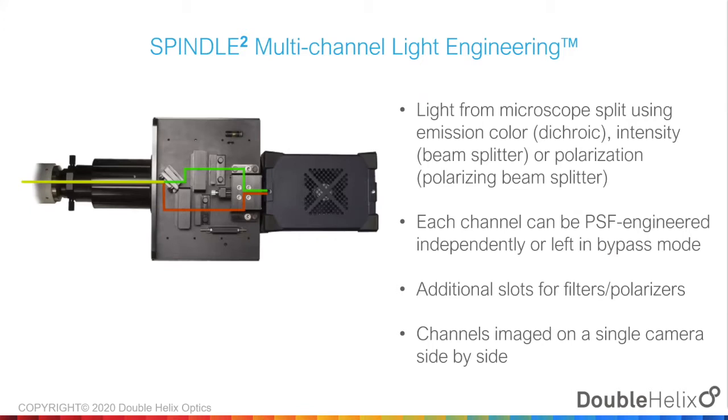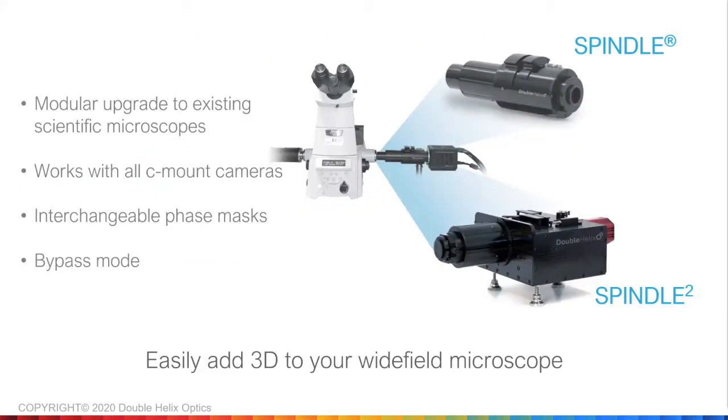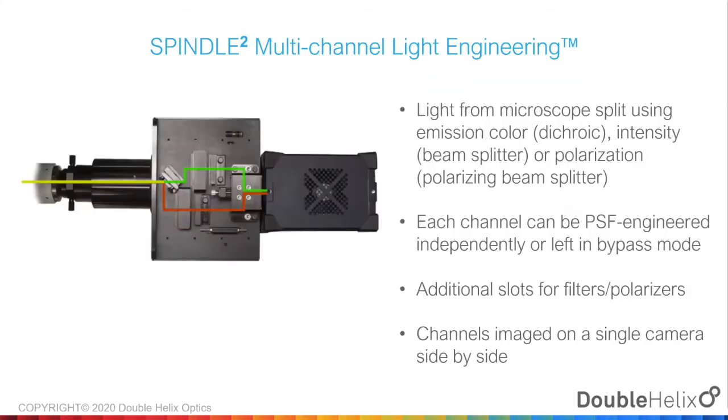the two colors sequentially. The Spindle Squared, on the other hand, is a two-channel solution, where the light from the microscope can be split either by using a dichroic mirror or a polarizing or a non-polarizing beam splitter. Each channel can then be independently modified using a combination of phase masks from a library. The two channels are then combined back onto a single camera to take advantage of large chip sizes available on scientific cameras today. The Spindle Squared allows for easy simultaneous multicolor and multimodal imaging.